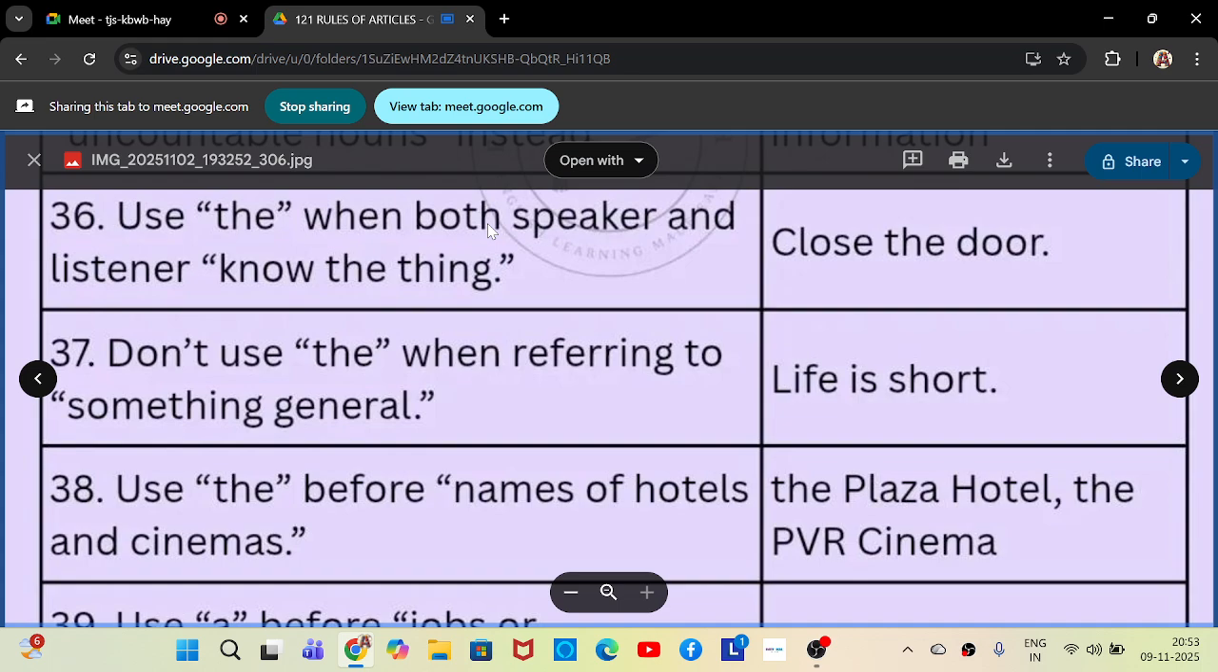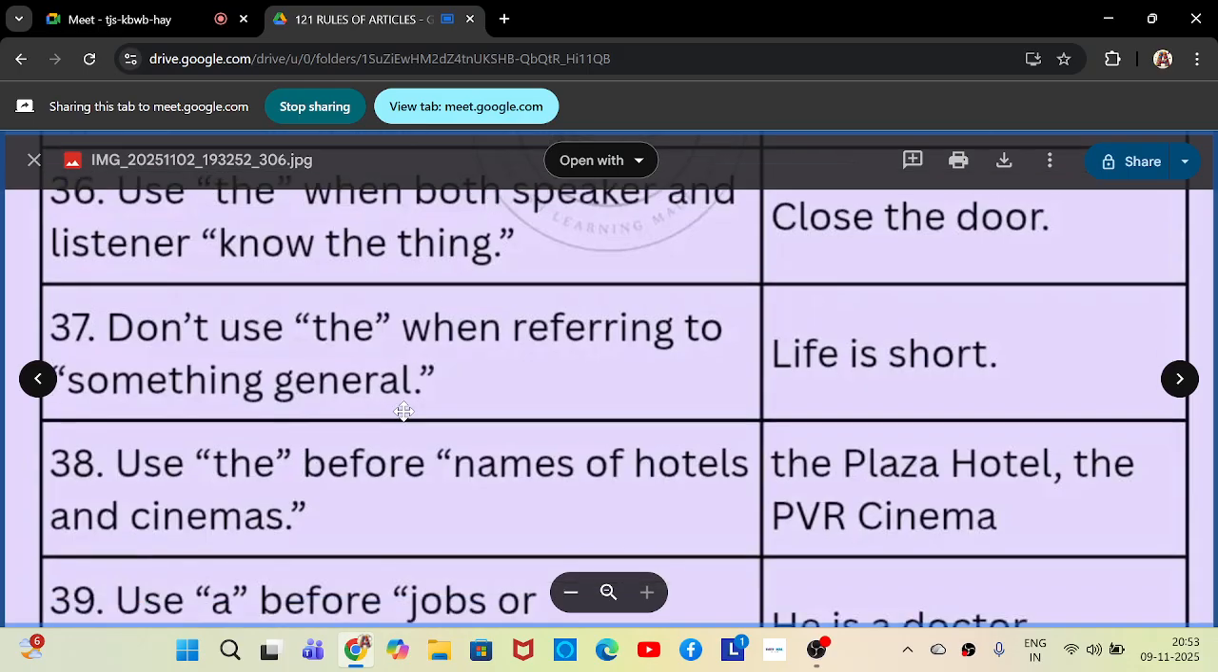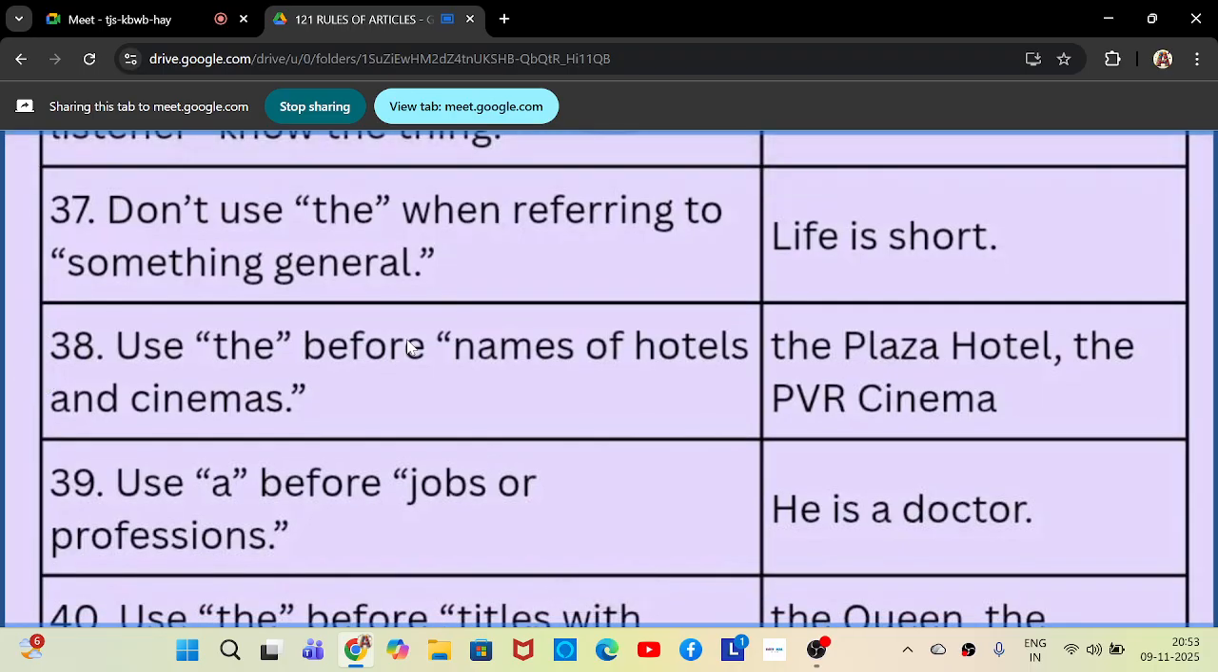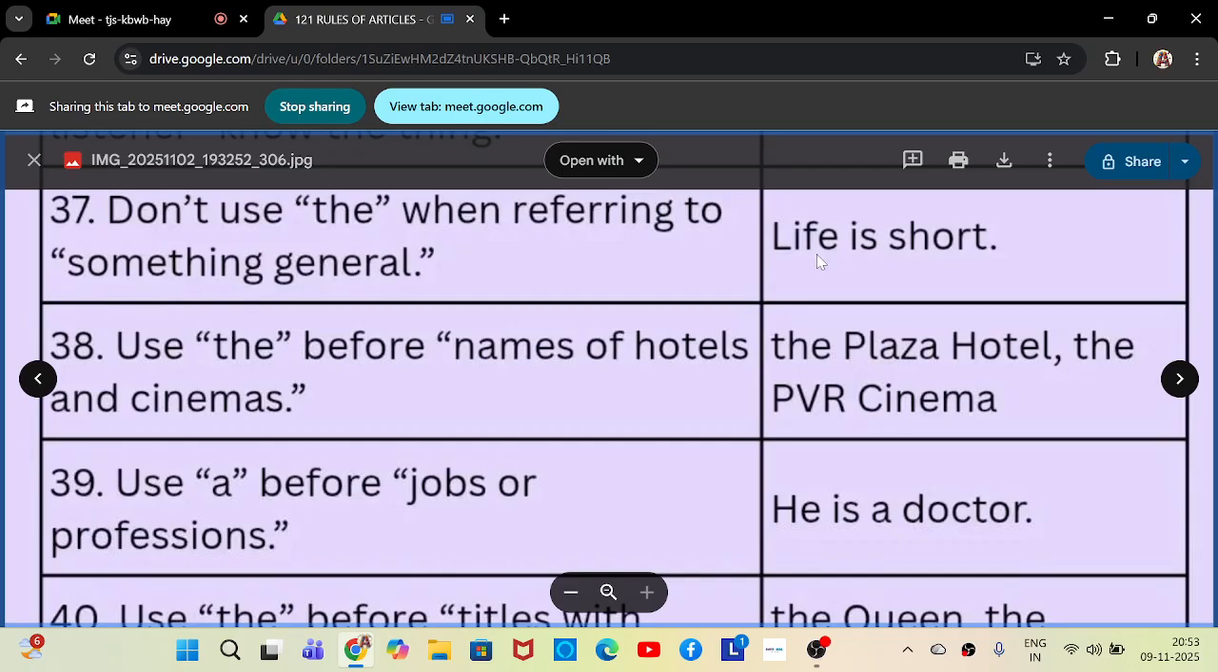Okay, fine. Next is don't use the when referring to something general. If you want to speak about something general, you should not use a or the. But here you can see an example.